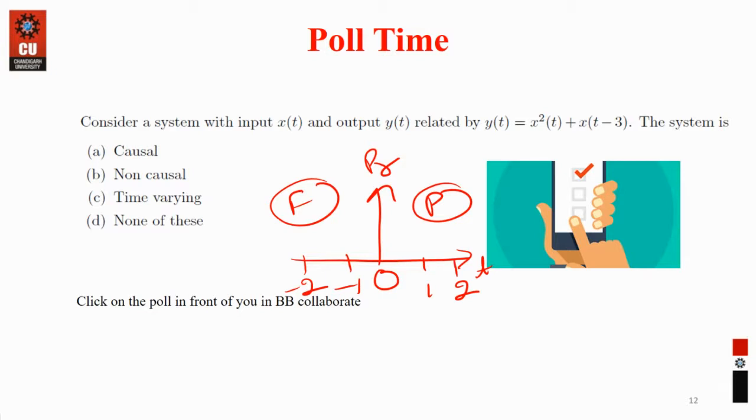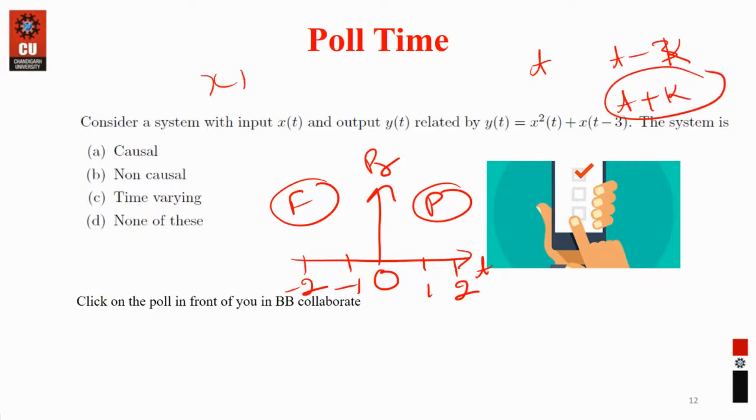Applying Newton's law is a different thing, but applying this type of system is a different thing. Okay, anyhow, I can see the majority of the students are saying option number 1, right? So yes, of course, it's a causal system. As I said, it's very simple to identify. Anything which depends upon t or t minus 3 or t minus k is causal. If you see t plus k, it's a non-causal system.